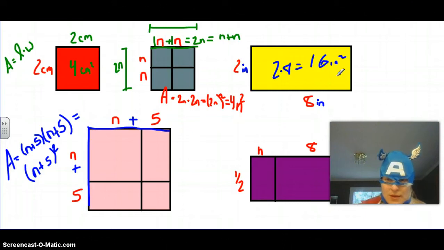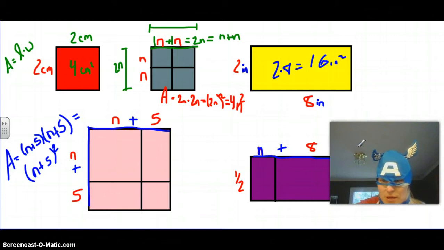Okay? So again, we want to look at the same thing down below. We know that the length from here to here is 8, and then this is n. So we know it's n from here to here. We don't know what it is, but we know it's n. And then we know it's 8 from here to here. So together, that's n plus 8 for this entire length. And we know this is a half.